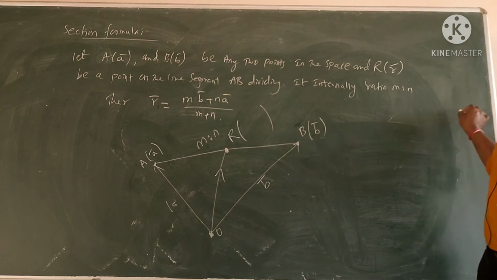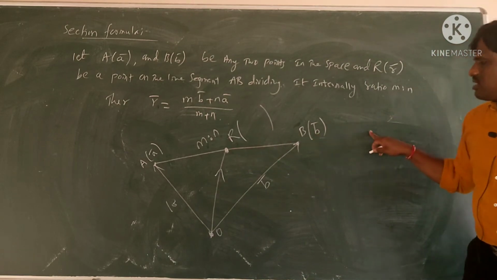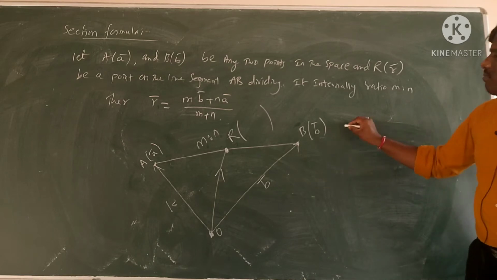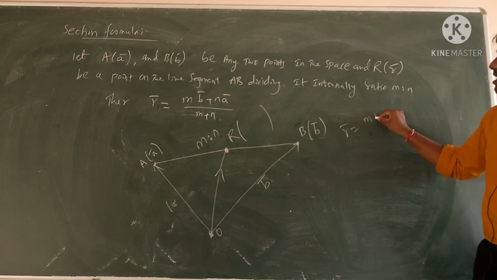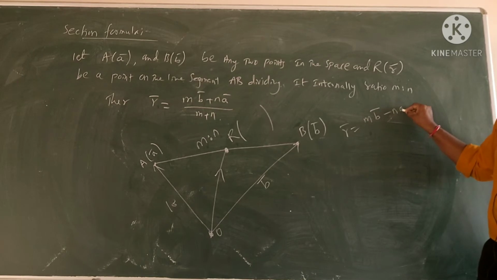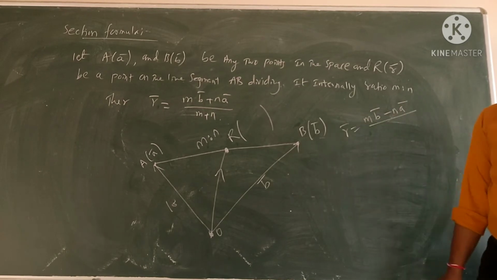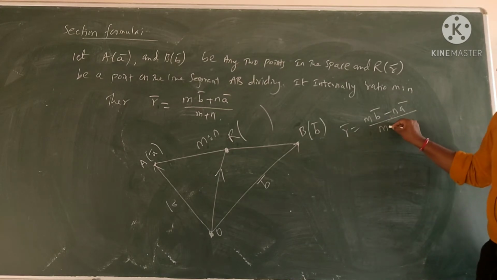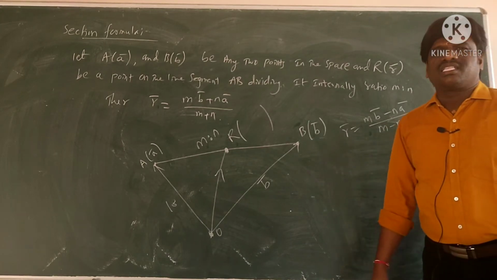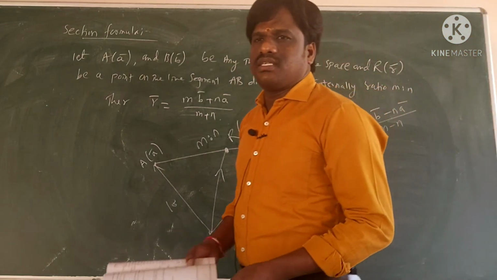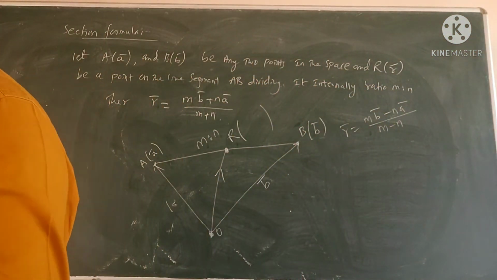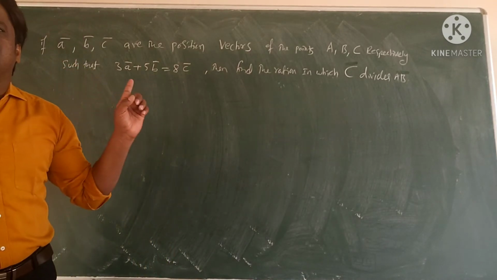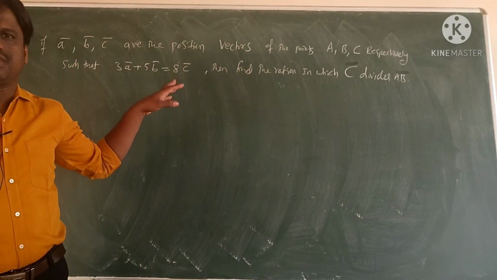If this divides externally, means outside, if the point divides outside, then the formula is R is equal to m B vector minus n A vector upon m minus n. Like section formula, you know, na? Likewise this. Okay, note down that, we'll do the problems. Sure. Listen to me now. Based on that section formula, this question.